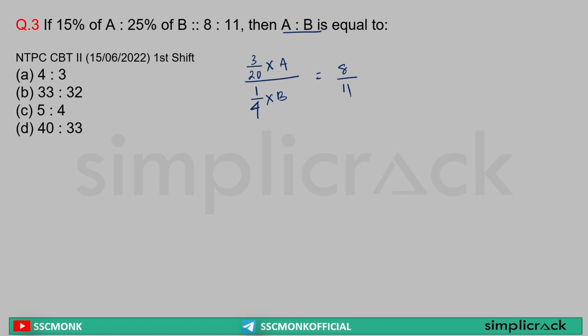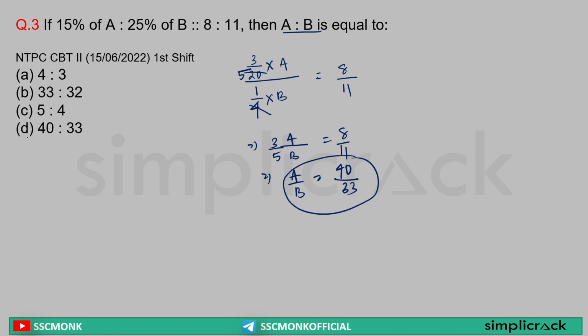Very simple. 4 5s are 20, so this can be written as 3 by 5 A by B is equal to 8 by 11. As usual, we are just simplifying the calculation. So I can write A by B is equal to 8 multiplied here, so 40, and 3 multiplied here, so it will be 33. So what is the ratio of A to B? 40 is to 33. Option D.